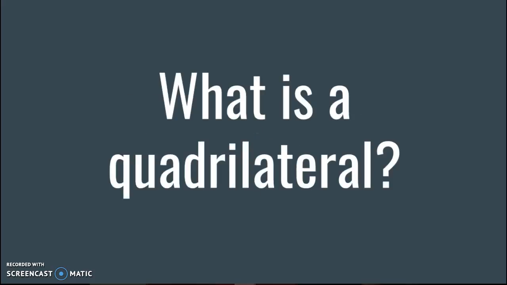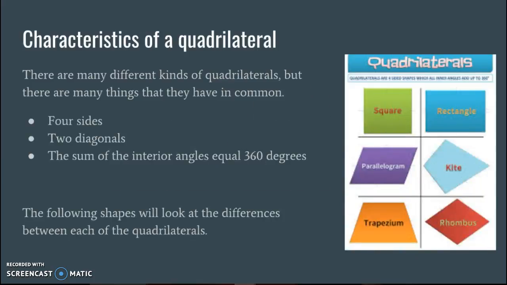To start, let's look at what a quadrilateral is. There are many different kinds of quadrilaterals, but all have several things in common. All of them have 4 sides, have 2 diagonals, and the sum of their 4 interior angles is equal to 360 degrees. We are going to look at the different types of quadrilaterals.